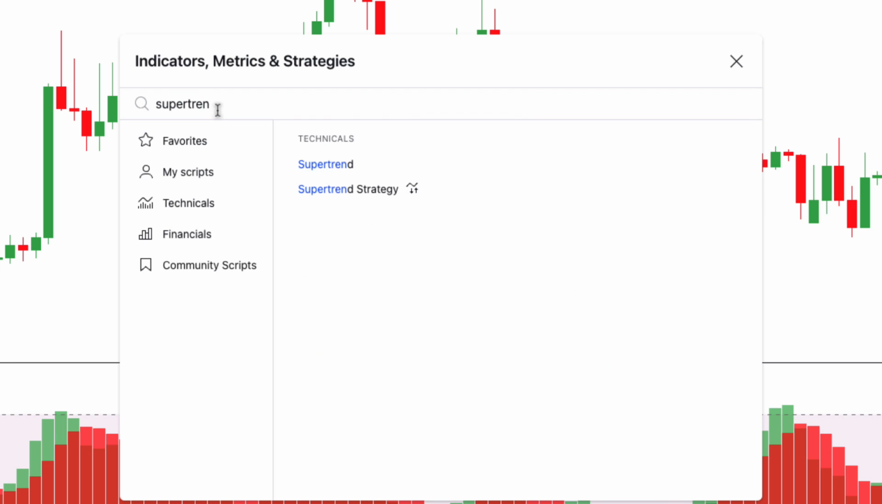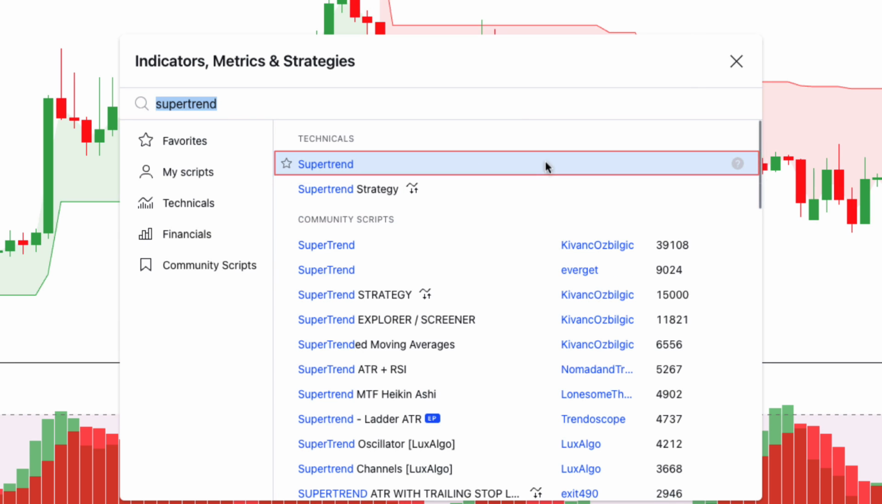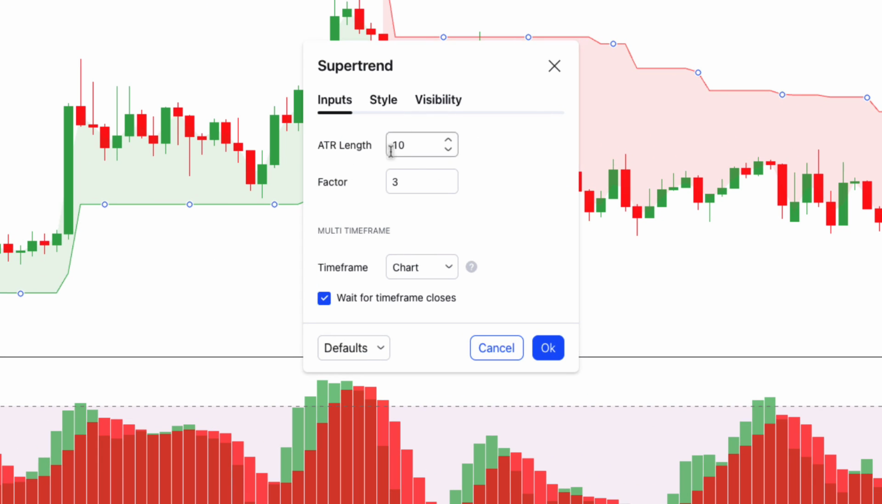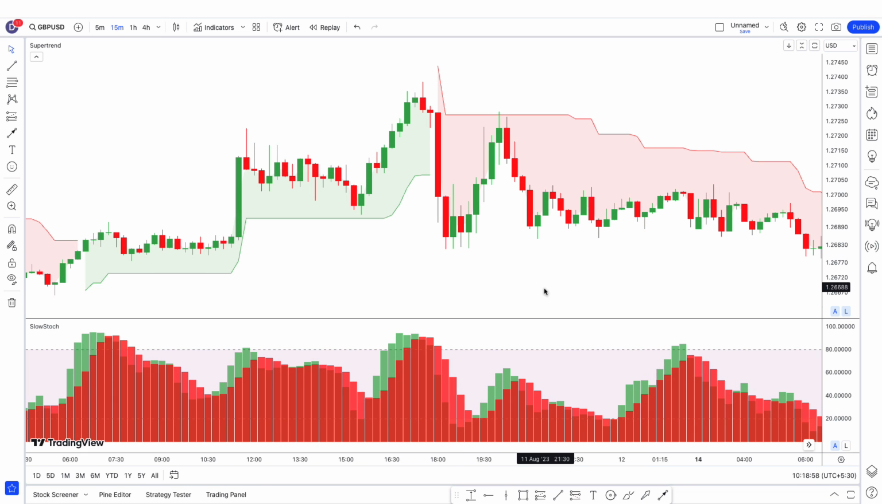After typing super trend in the search field, select this indicator, which is located under the technical section. Please make sure it is at the default settings, which are 10 and 3. Having covered these 2 indicators, let's apply the main indicator in this strategy.